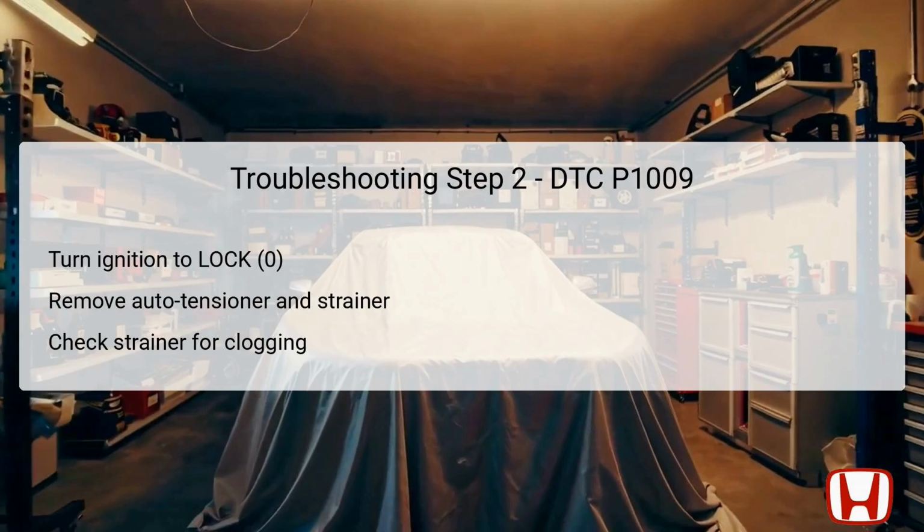Once the auto tensioner is out of the way, proceed to remove the VTC strainer labeled as A. This visual inspection aims to detect clogging or obstruction within the strainer, as a clogged strainer can severely impede oil flow. If the strainer is found to be clean and unobstructed, it confirms that this component is functioning correctly, prompting the next step in the troubleshooting procedure.